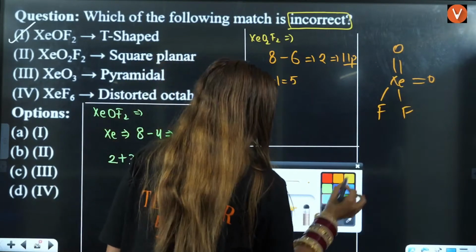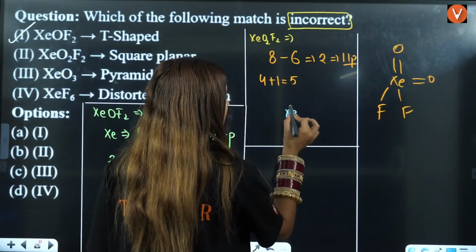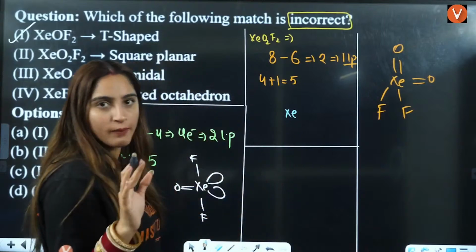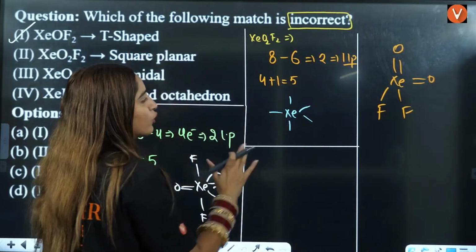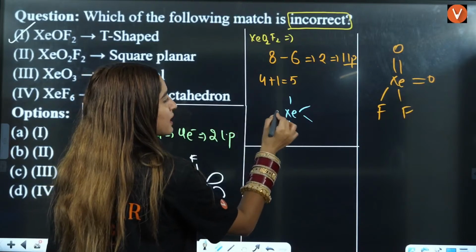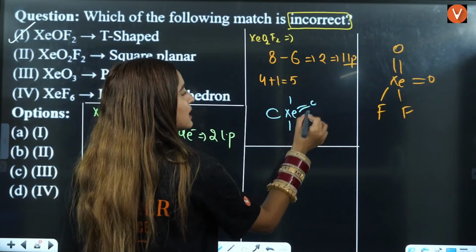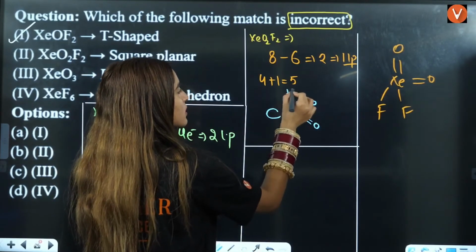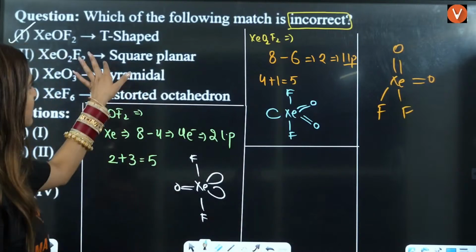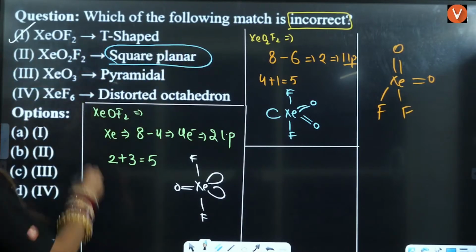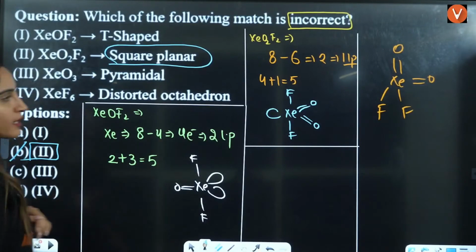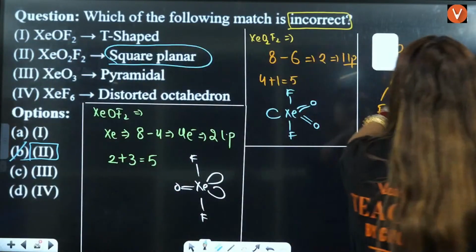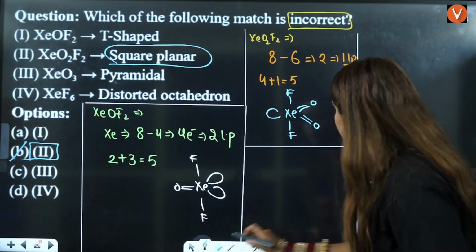Okay. So here it is going to be trigonal bipyramidal. So 1, 2, 3, 4, 5. But 1 lone pair is on the equatorial position, like this. So this is a seesaw shape. Okay, seesaw. And they have given square planar, which is the incorrect answer. So the answer will be B is the incorrect answer. The answer we have already solved. But we will solve it for the other ones also.